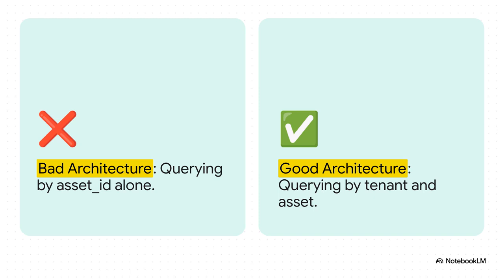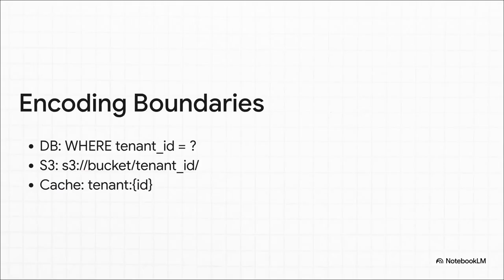Make your primary key a composite of the tenant ID and the asset ID. This is completely non-negotiable if you want strict isolation. And hey, this doesn't just stop at SQL. Whether we're talking about your relational schema, your S3 bucket paths for large files, or your Redis cache keys, that tenant boundary has to be hard-coded into the storage layer's DNA.